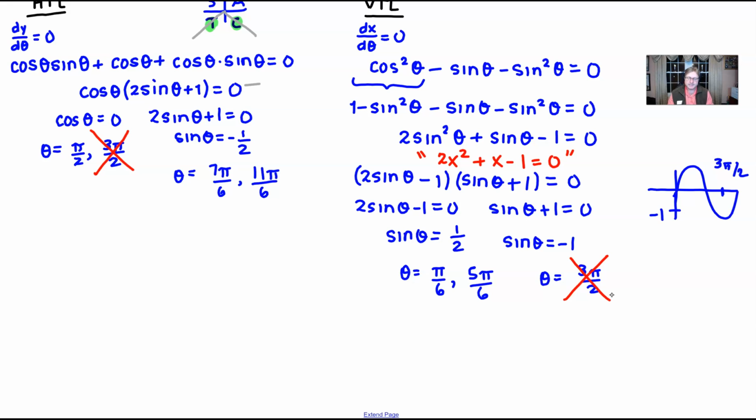Those are our 2 places for a VTL, 3 places for an HTL. Let's see if that's true. 3 horizontal tangents and 2 vertical tangents? Let's find out graphically.